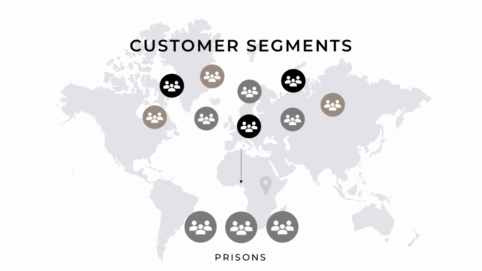The distribution and money collection is also a lot easier for them when they look at prisons because they enter into long-term bulk delivery contracts with these prisons, something that wouldn't work with households.